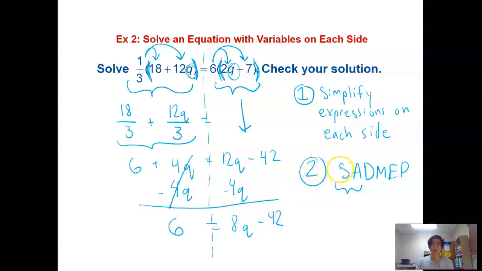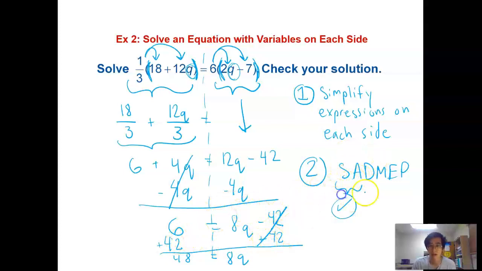I still have subtraction over here. So what is the inverse of subtraction? Addition. So I'm going to add 42 on both sides to cancel that out, and then add it on this side of the equation. I'm going to get 48 equals 8q, and this is canceled out. Cool. So now I am done with subtraction and addition on both sides. Now let's move to division and multiplication.